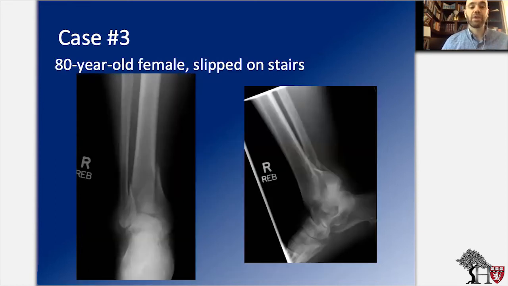This is an example of an 80-year-old female who slipped on stairs. As you can see, she's got a fracture of the fibula, but also a sizable fracture fragment at the distal tibial plafond. So this is starting to verge away from ankle fractures into more the pilon realm.